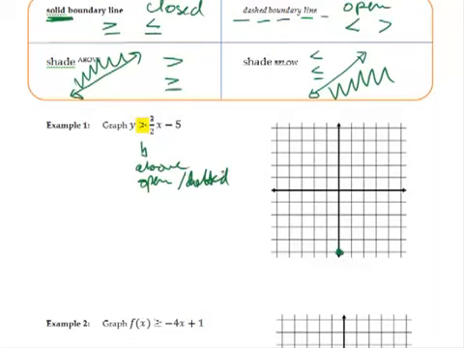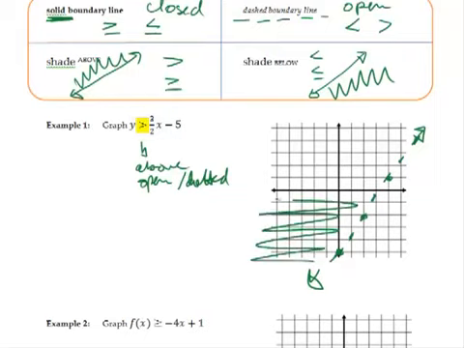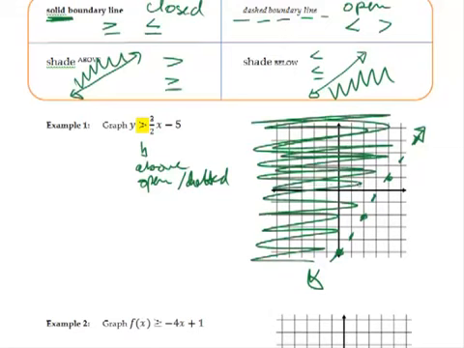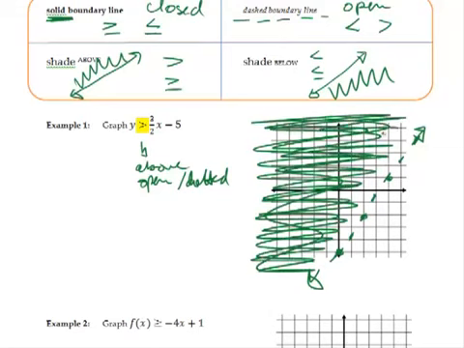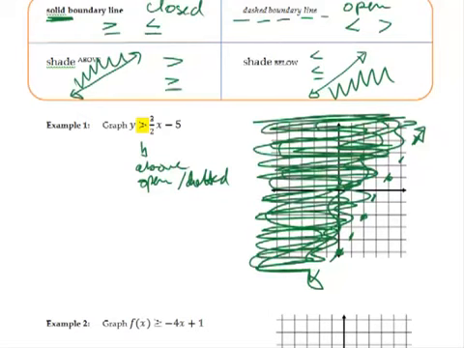The slope is 3/2, so we'll go up 3 over 2, up 3 over 2, and we're going to make it a dotted line. And then we're going to shade above because it's a greater than symbol. So this area on the graph, the shaded area, represents all solution points for this inequality.